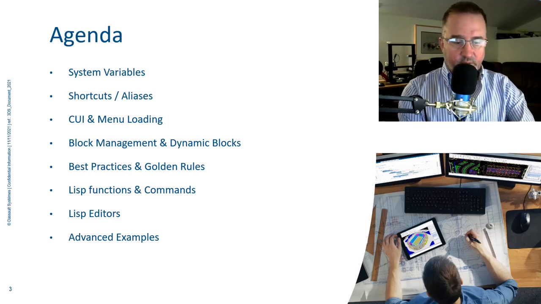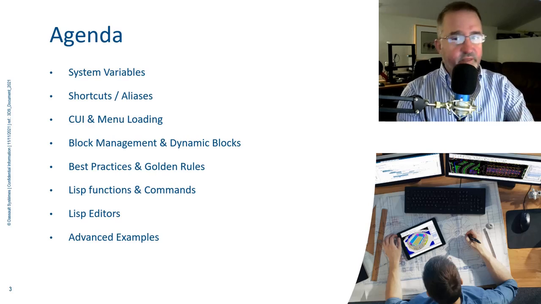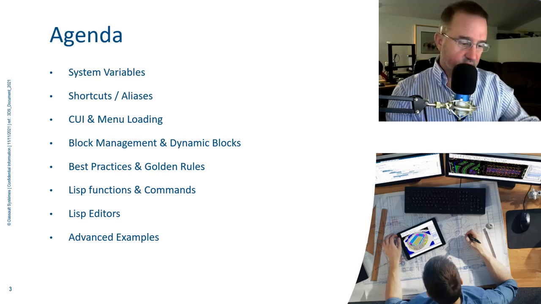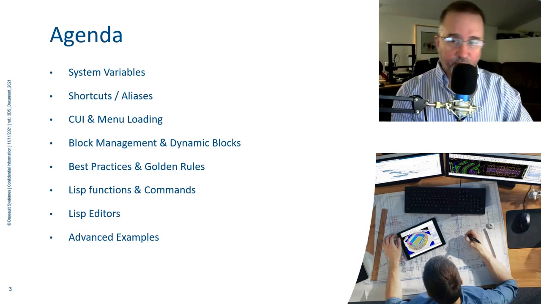After that, we'll talk about a couple best practices when it comes to customization, and then I'll go into a couple Lisp functions and some commands. And then we will talk about a Lisp editor, and then also I will give you some advanced examples or some other examples of things that you can do with Lisp to hopefully get you thinking about opportunities that you might have as you come into DraftSight and start to really think about your environment, your tools, and things that you might want to take a look at making changes to or upgrading.